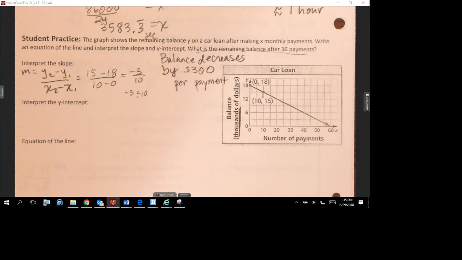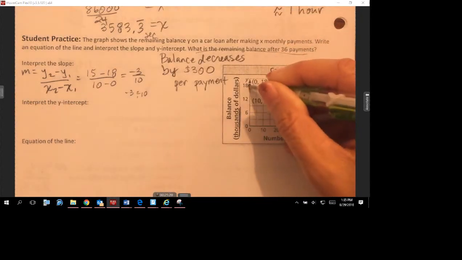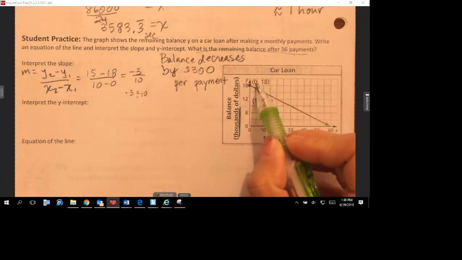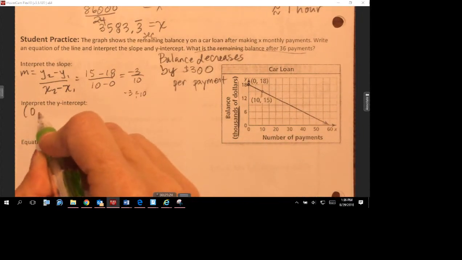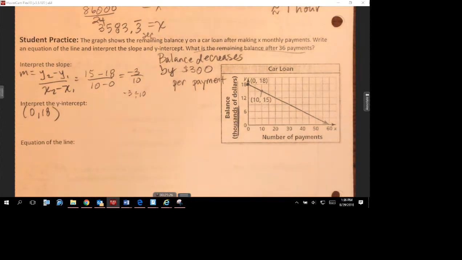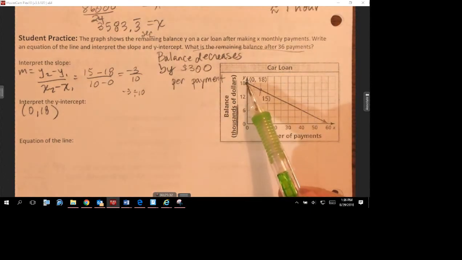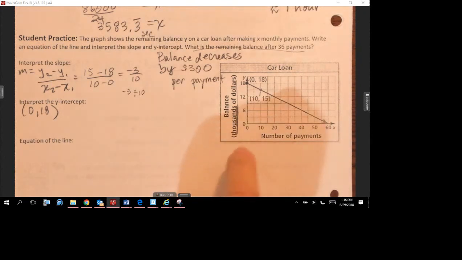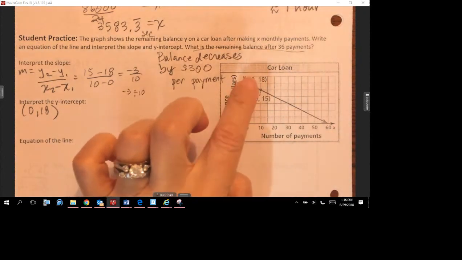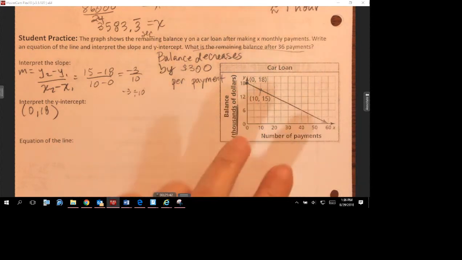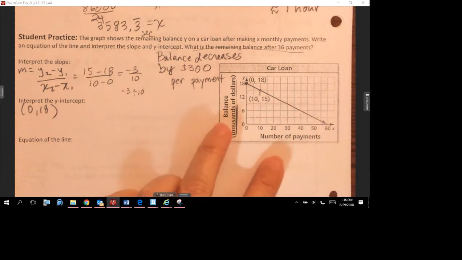Interpret the y-intercept. So on this graph over here, the y-intercept is at 0, 18. What does that mean according to the situation? What does this point mean on the y-axis? The x is 0, the y is 18. What does that mean?